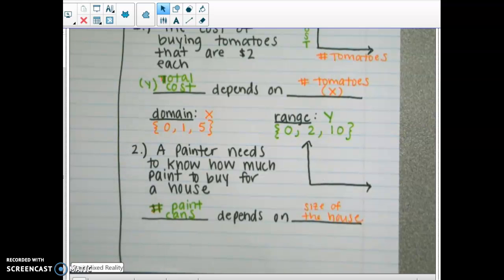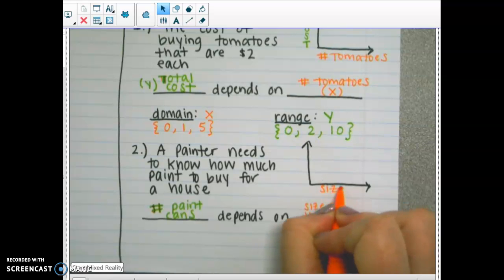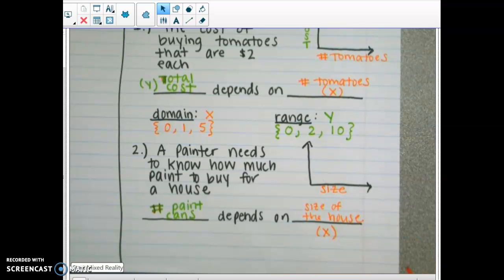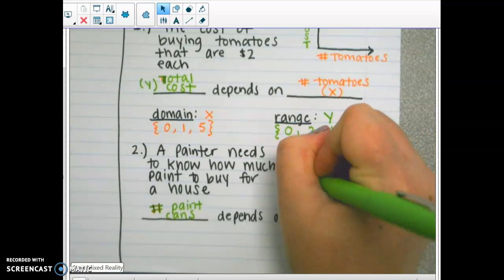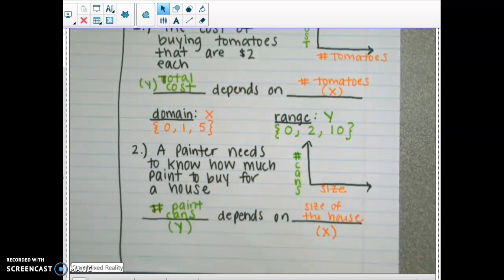So that cause and effect relationship. First, they're going to figure out how big the house is, and that's going to affect how many cans of paint they're going to need. So the number of cans of paint depends on the size of the house. So the size would be our X, and that would probably be something like square footage, something like an area type of a unit, and the number of cans of paint would be the Y.